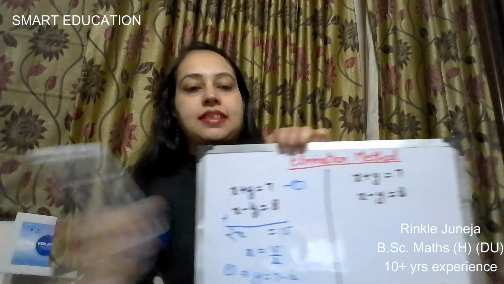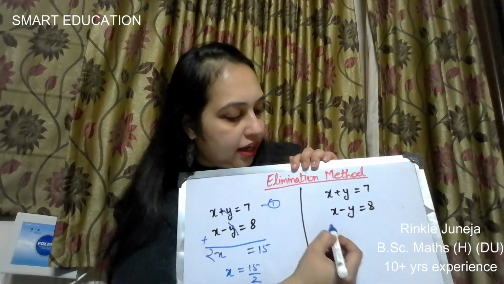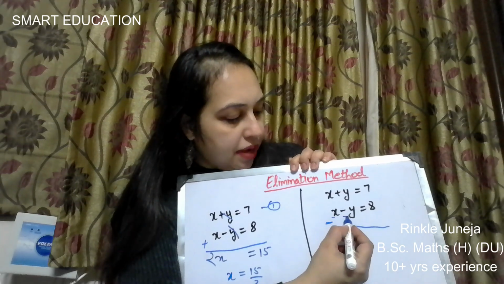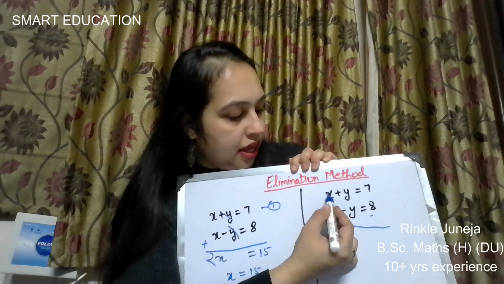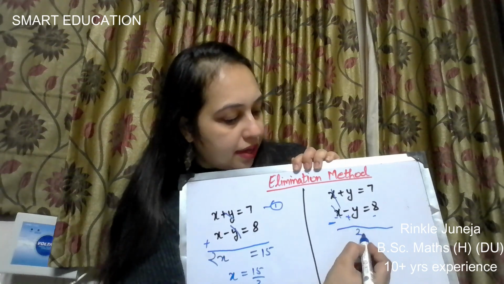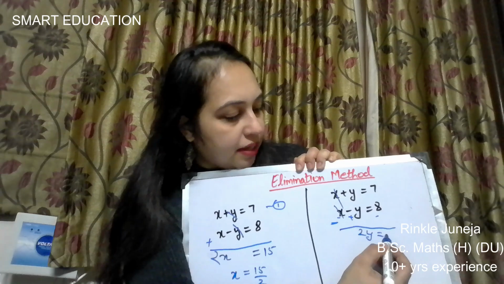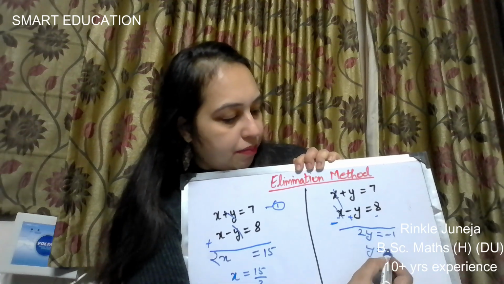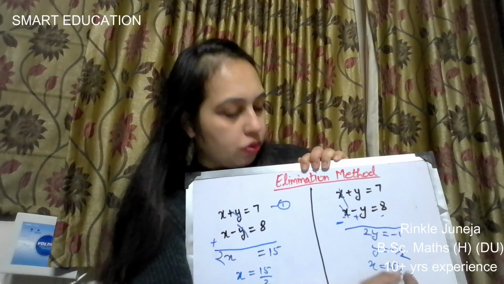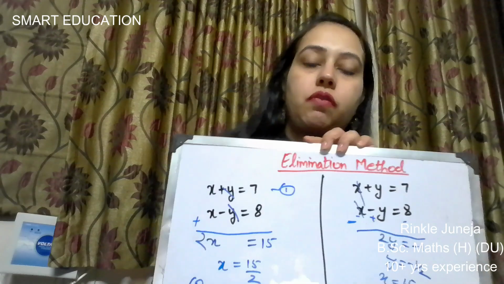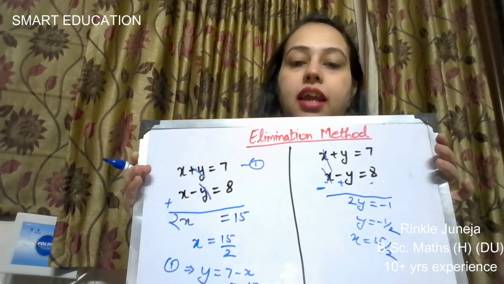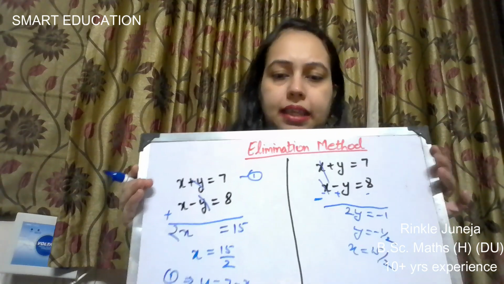To eliminate x, we need to change the sign. So we will subtract the two equations. So sign gets changed. This becomes minus, this becomes plus, this becomes minus. Now this is plus x and minus x, which gets cancelled. Plus y and plus y becomes 2y, and 7 minus 8 becomes minus 1, and y will be minus 1 by 2, and substituting it back we'll get x as 15 by 2. So we get the same answer whether we solve with any of the given methods, and we can eliminate any of the variables, either x or y, easily.